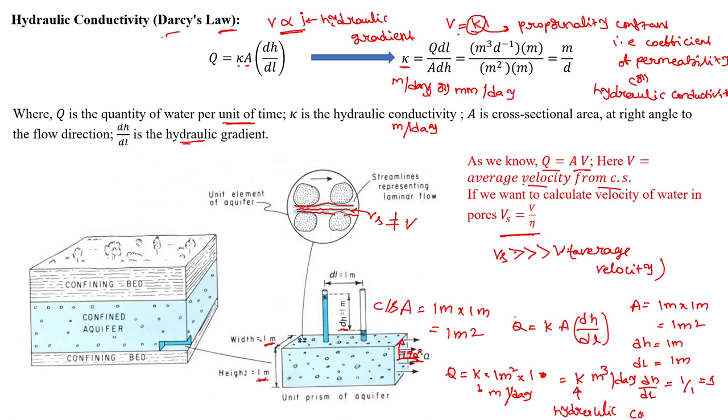Suppose the soil is very dry, then the discharge from the soil sample will be much higher. As the soil becomes saturated, the discharge will be smaller, because the hydraulic conductivity will decrease. In one of the previous sessions, I showed you a graph between the moisture content and the hydraulic conductivity. As the moisture content increases, the hydraulic conductivity decreases.